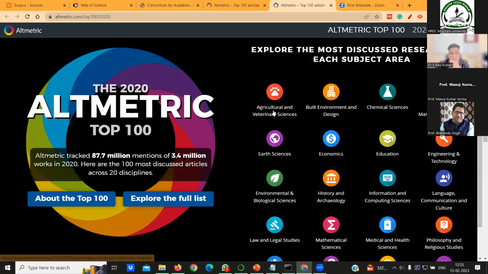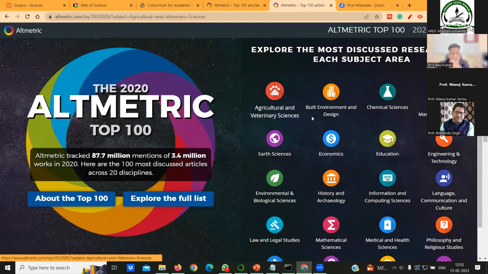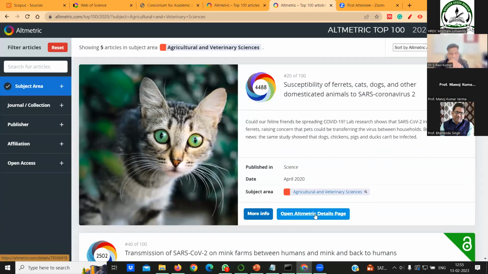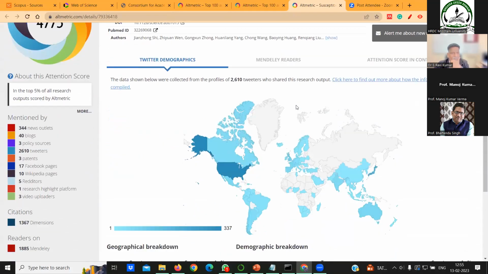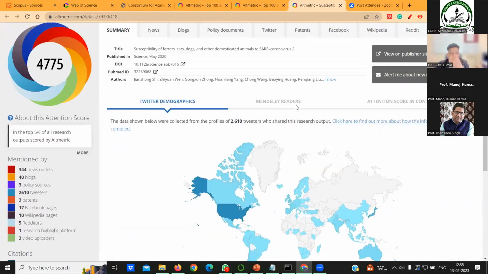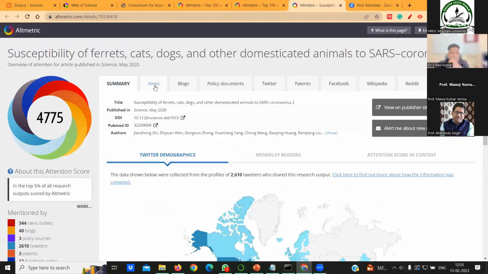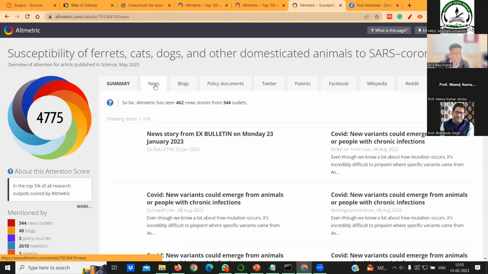So now we will click on to the agriculture science. This is the document I am going into, this particular article. Why I am showing is how social media plays an important role. How many times this particular article, susceptibility of ferret, cat, dogs and all, has been cited in the news.